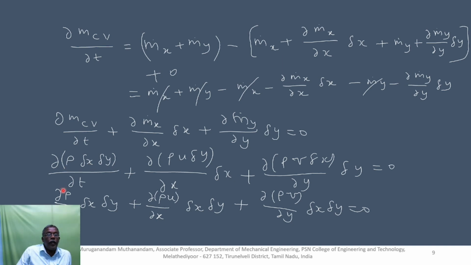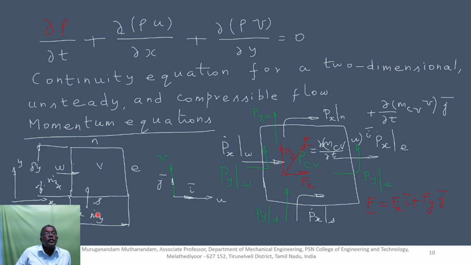Upon simplification again, delta x delta y can be taken common in all the terms, and the product of delta x and delta y is not equal to 0. Hence, partial rho upon partial t plus partial rho u upon partial x plus partial rho v upon partial y is equal to 0. This is the continuity equation for a two-dimensional flow.